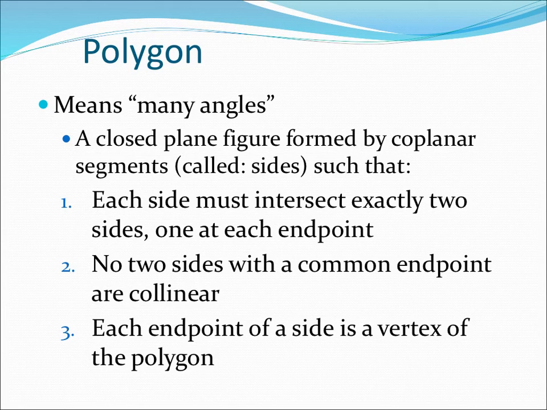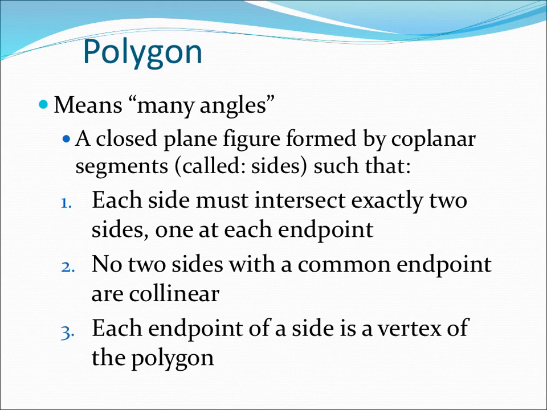Poly actually means many. So polygon means many angles. It's defined as a closed plane figure formed by coplanar segments, and we refer to these segments as sides, such that all three of these things happen.